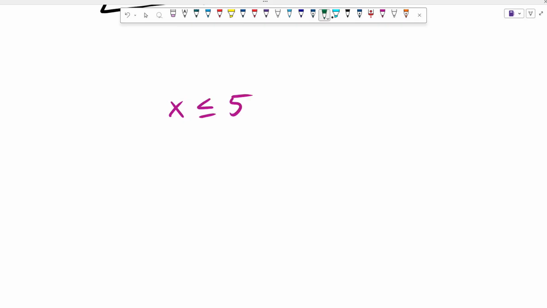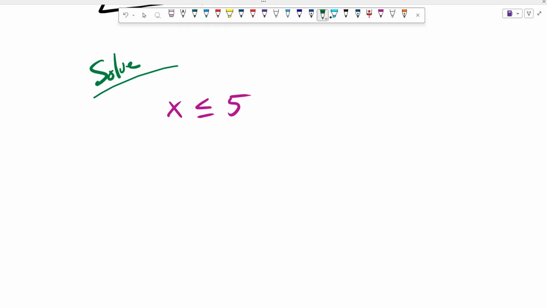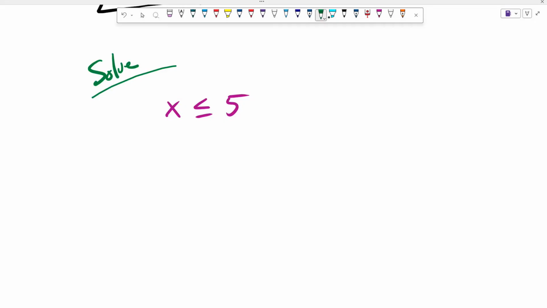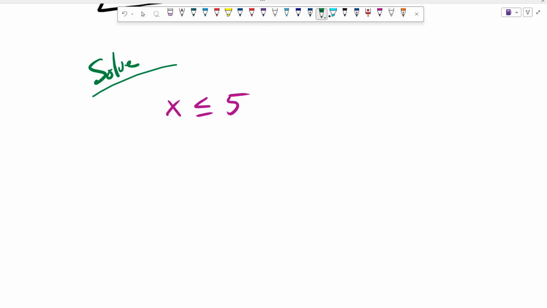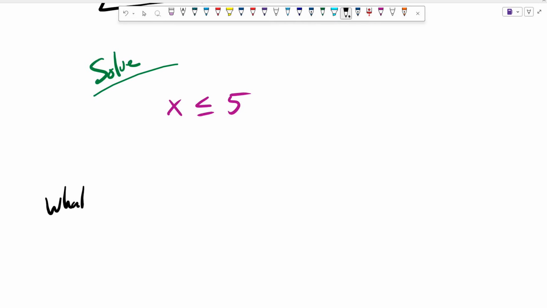Is this an equation? Nah. Sometimes. Definitely not. Is that an equal sign? No, definitely not an equation. What do we call this thing? An inequality. Okay. Can we solve inequalities?